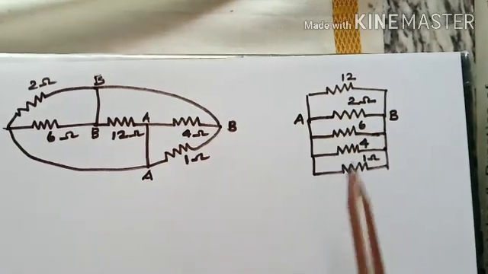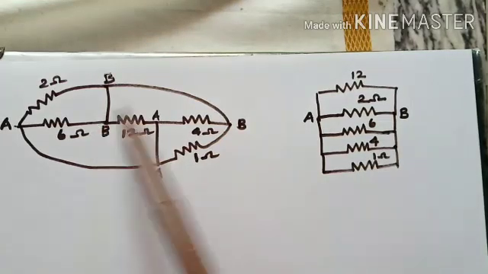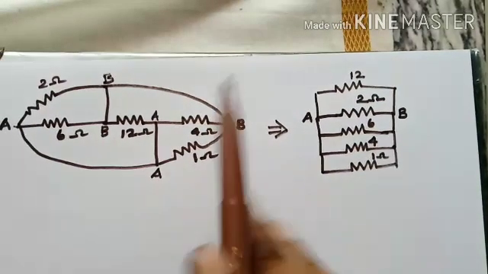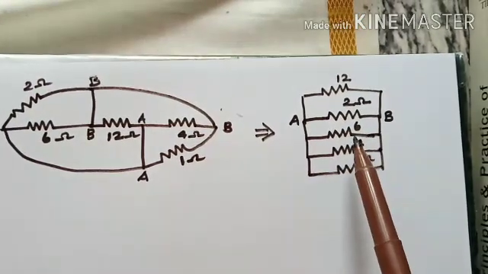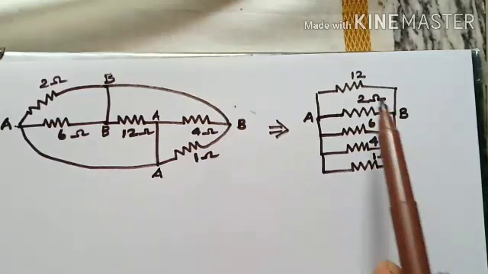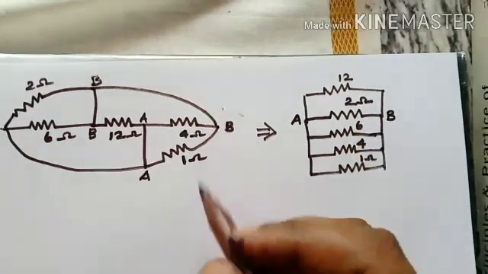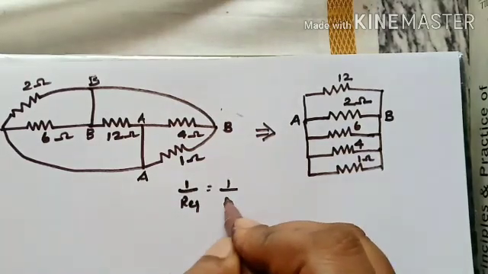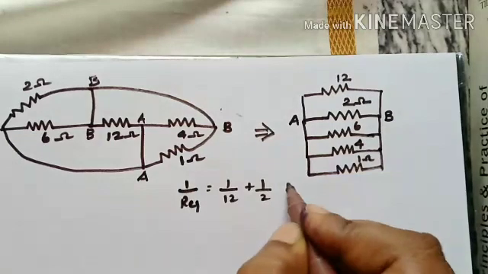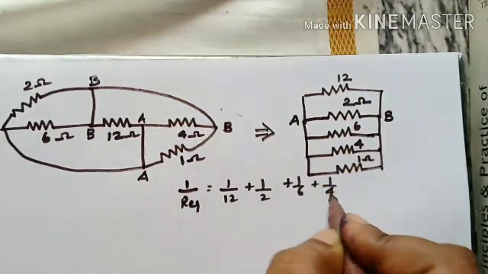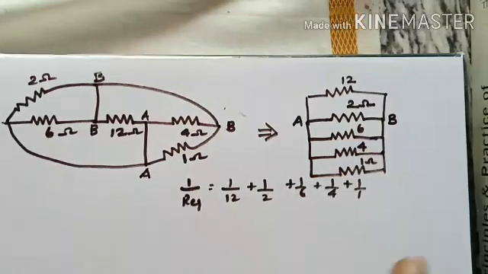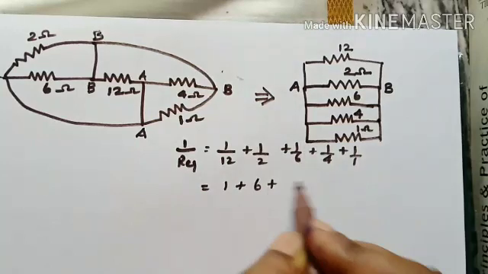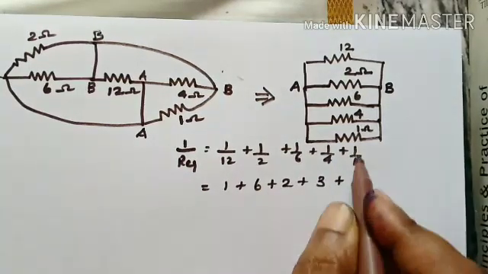These 4 resistors are in parallel, so the circuit is just like this. So if you don't understand by looking at a circuit which looks like an oval, you make it into a simple circuit which is 4 resistors in parallel. So what is the equivalent resistance here? How would you calculate? 1 by R equivalent is equal to 1 by 12, plus 1 by 2, plus 1 by 6, plus 1 by 4, plus 1 by 1. Right, so you will take the LCM as 12, so it becomes 1 plus 6 plus 2 plus 3 plus 12, whole divided by 12.